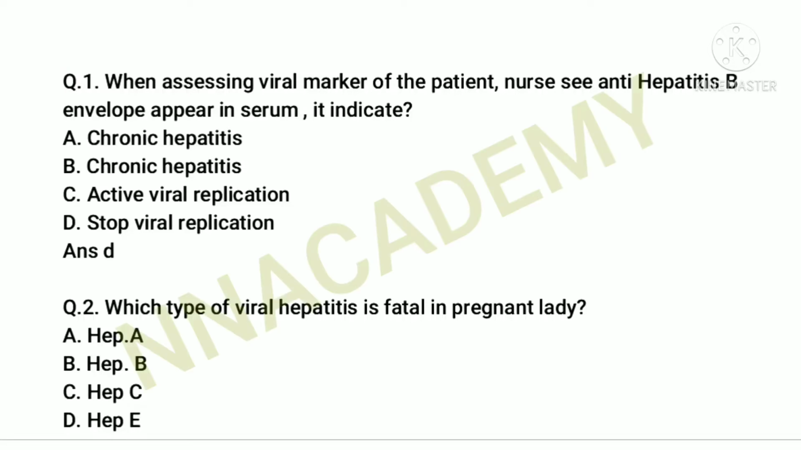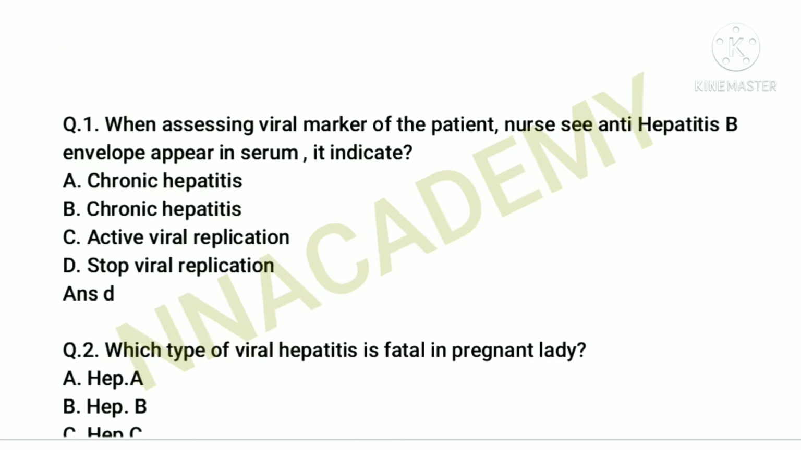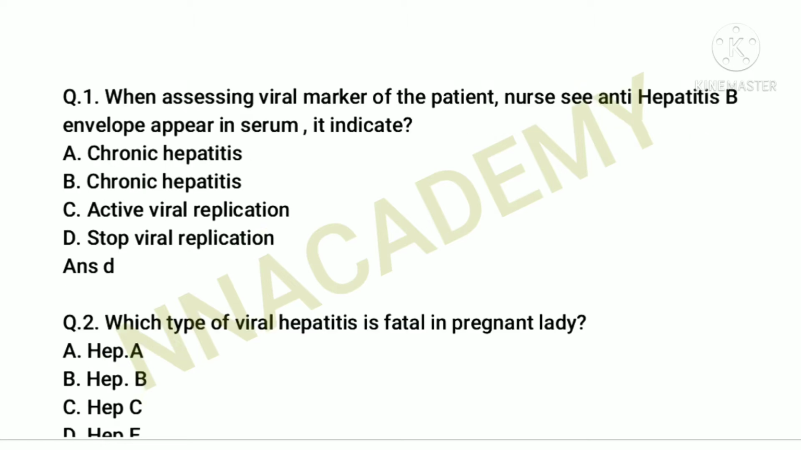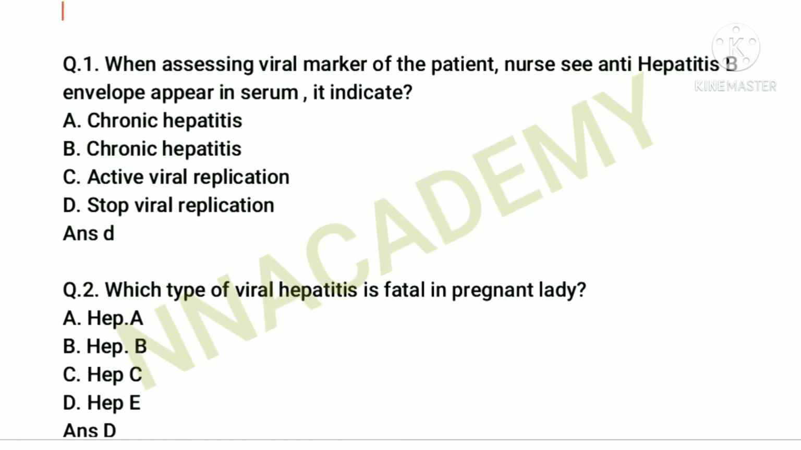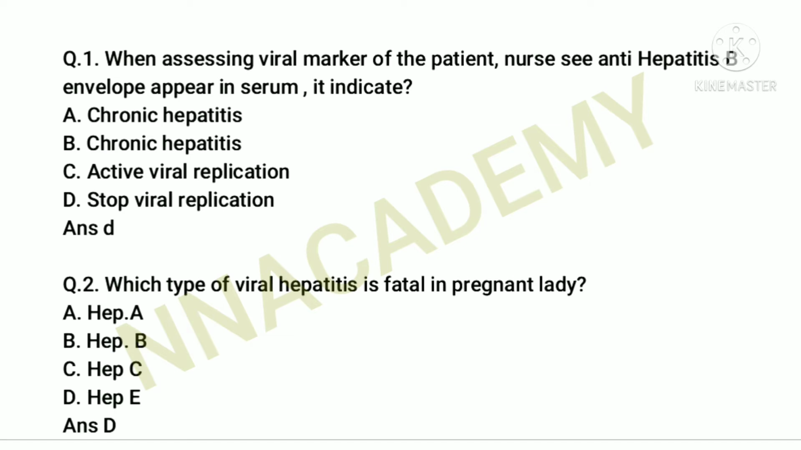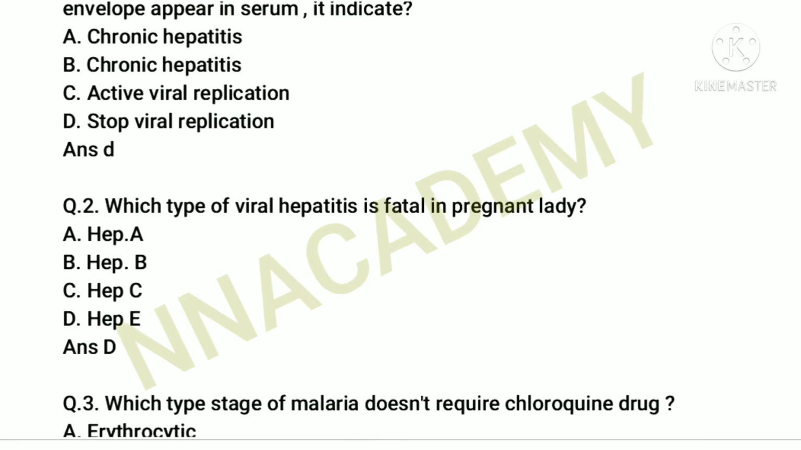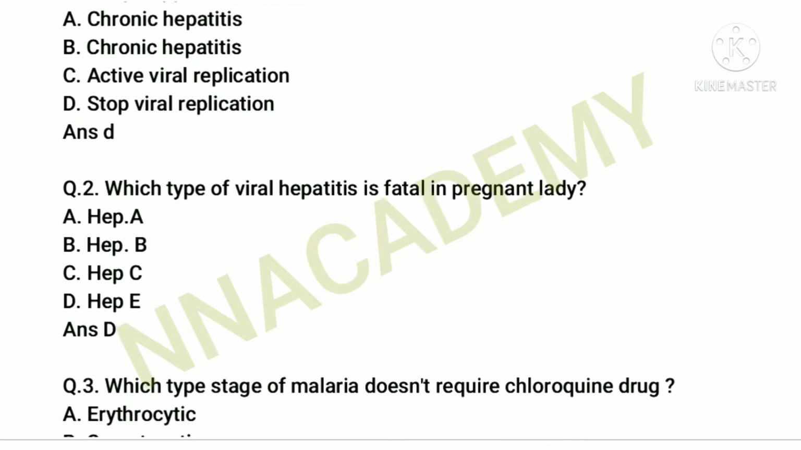When assessing the viral markers of the patient, the nurse sees anti-hepatitis B envelope appear in the serum. It indicates what? Options are option A chronic hepatitis, option B acute hepatitis, option C active viral replication, option D stops viral replication. So here the question is, if the nurse gets to see the anti-hepatitis B envelope in the serum, what does it indicate? So the right answer here is option D, it is the indication of stopping viral replication.